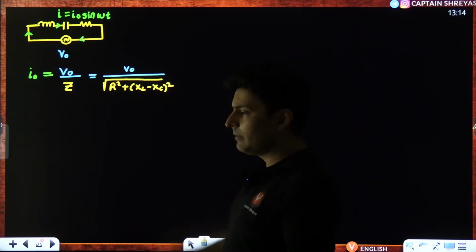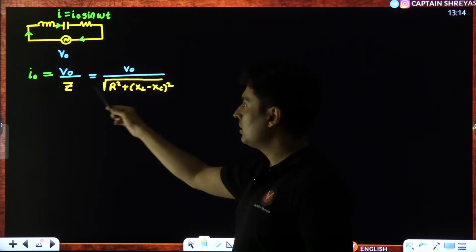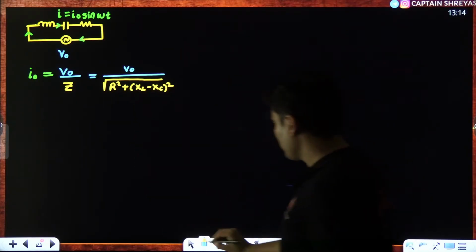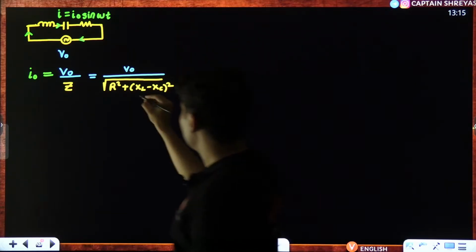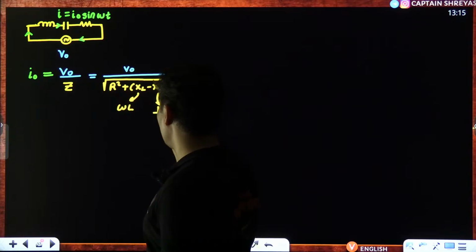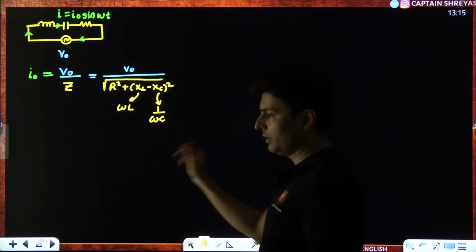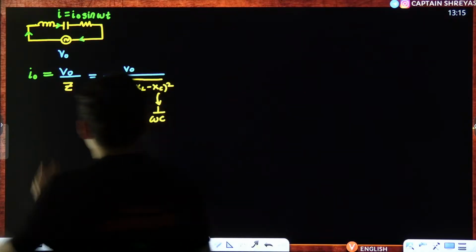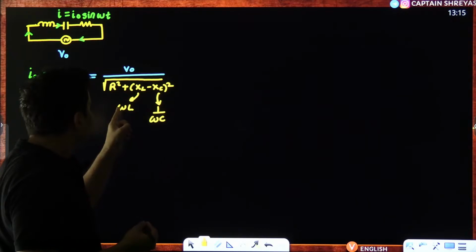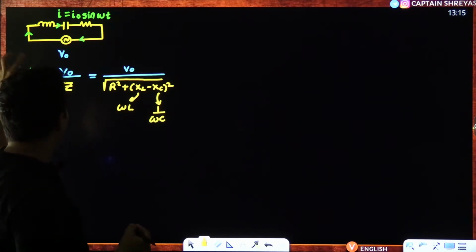Okay, so basically we were talking about how the current will change with these resistances. Now, remember, XL is actually omega L and XC is nothing but 1 by omega C. That is what we know. Okay, perfect. Now, if I change omega, Z will change, current will change.